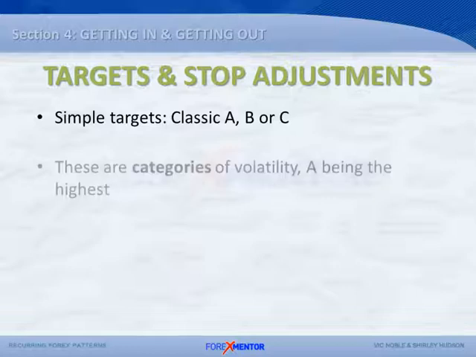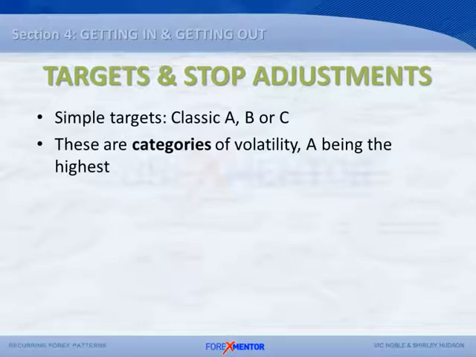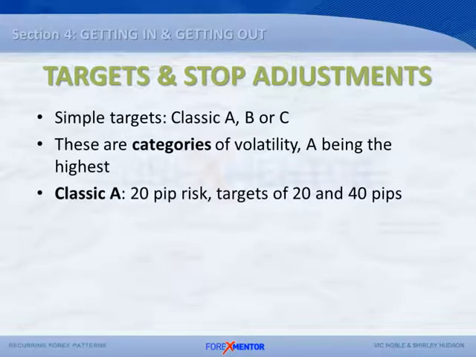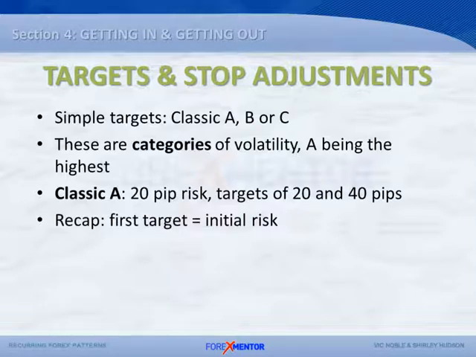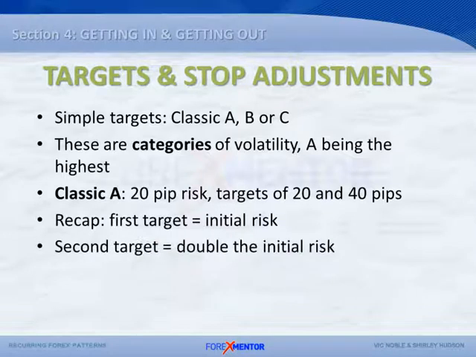And these are basically categories of volatility, with A being the highest. A classic A means that if you're trading a two lot with a 20 pip risk, you take a 20 pip profit on one lot and 40 pip profit on the second lot. In other words, whatever your initial risk is, that's your first profit target on half of your position, and then the second profit target is double the initial risk.